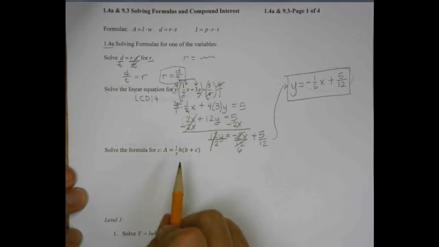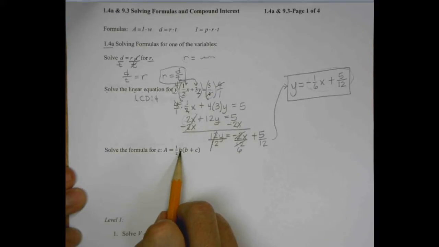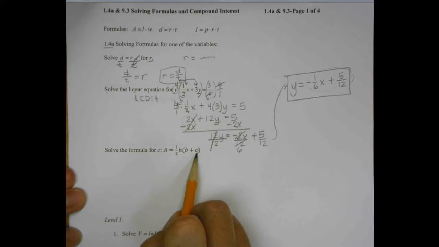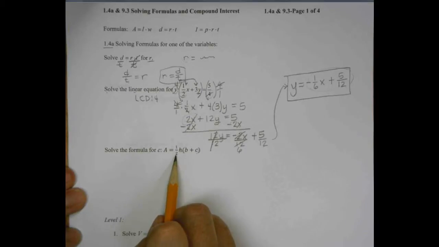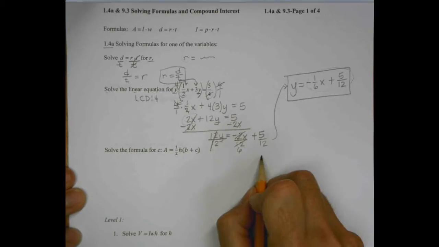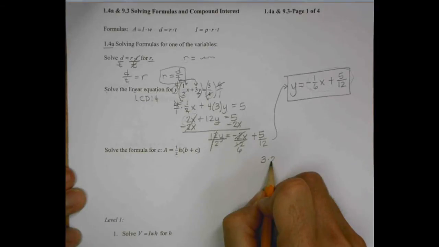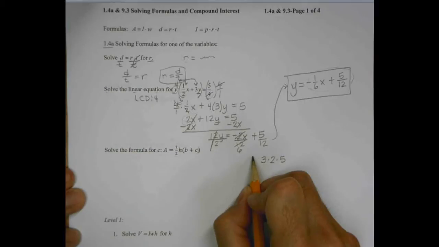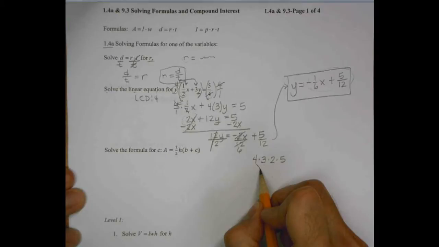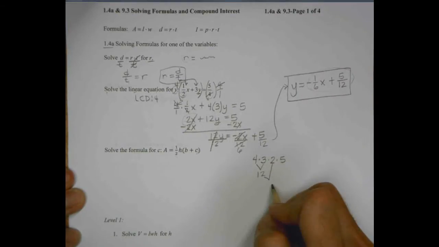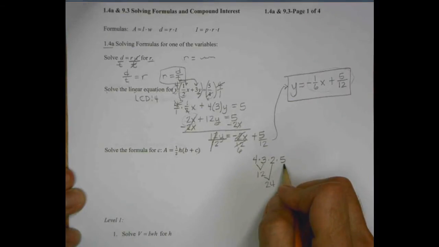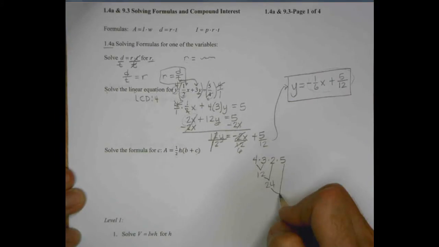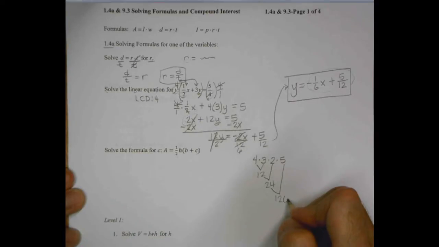Now here's another one, and I have 1/2 h times this quantity b plus c. And I'd really like to get rid of this fraction. So remember, if I have 3 times 2 times 5, I can choose and say I also want to multiply by another 4 out front, for example. I can choose to multiply these two first and write 12, and then multiply the next two and get 24, and then multiply the last pair here and I get 120, I believe.